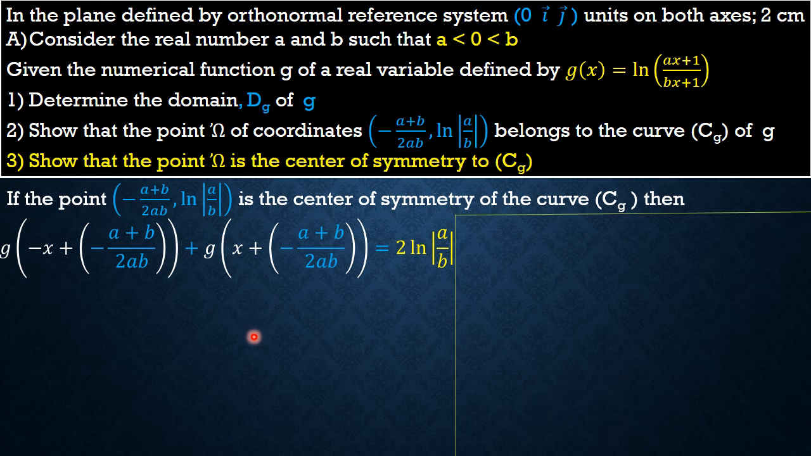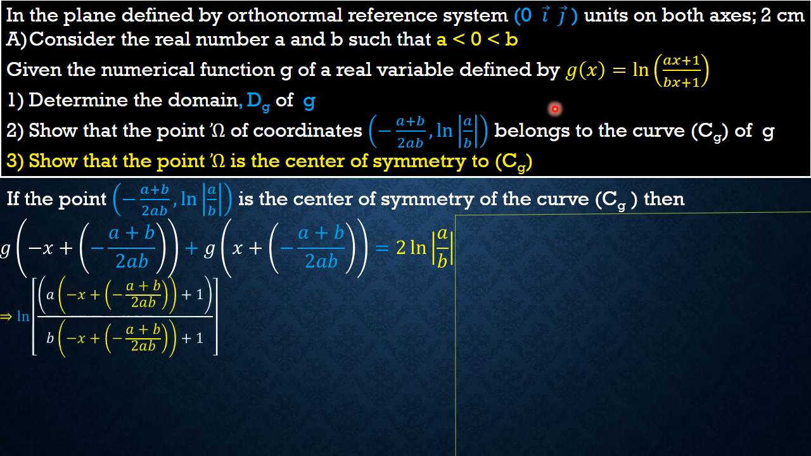So friends, keep in mind that our g of x is simply going to be natural log of ax plus 1 over bx plus 1, right? Good. So if we substitute everything, we are therefore going to have the natural log of a into negative x plus negative a plus b over 2ab, plus 1, and so on. So this is what we're going to have when we put g of negative x plus this. Now friends, plus g of x plus negative a plus b over 2ab.